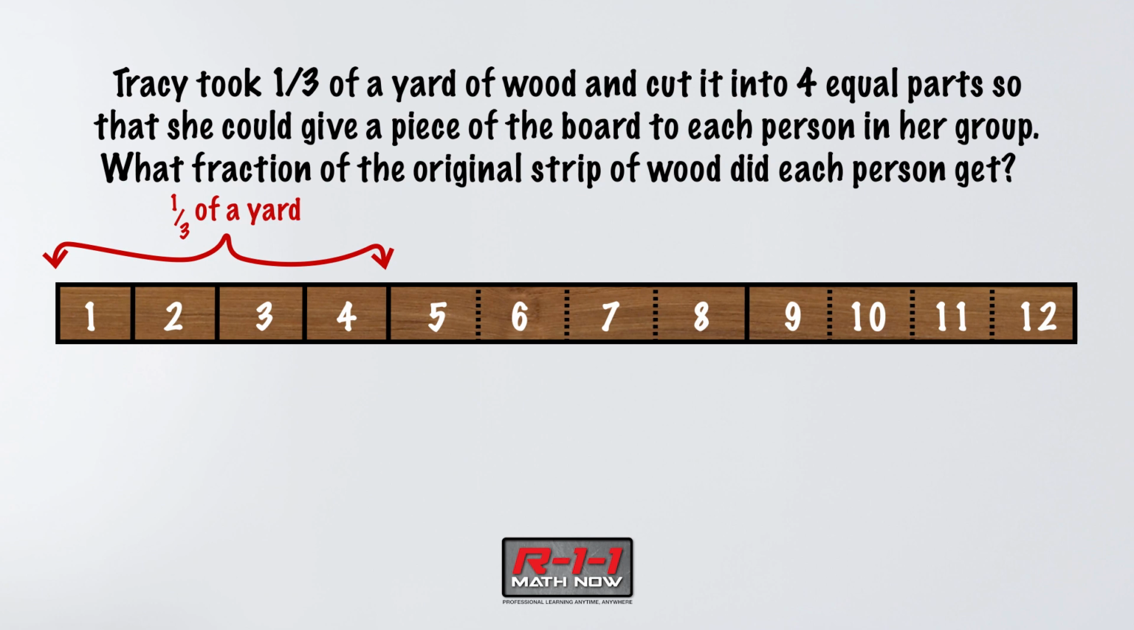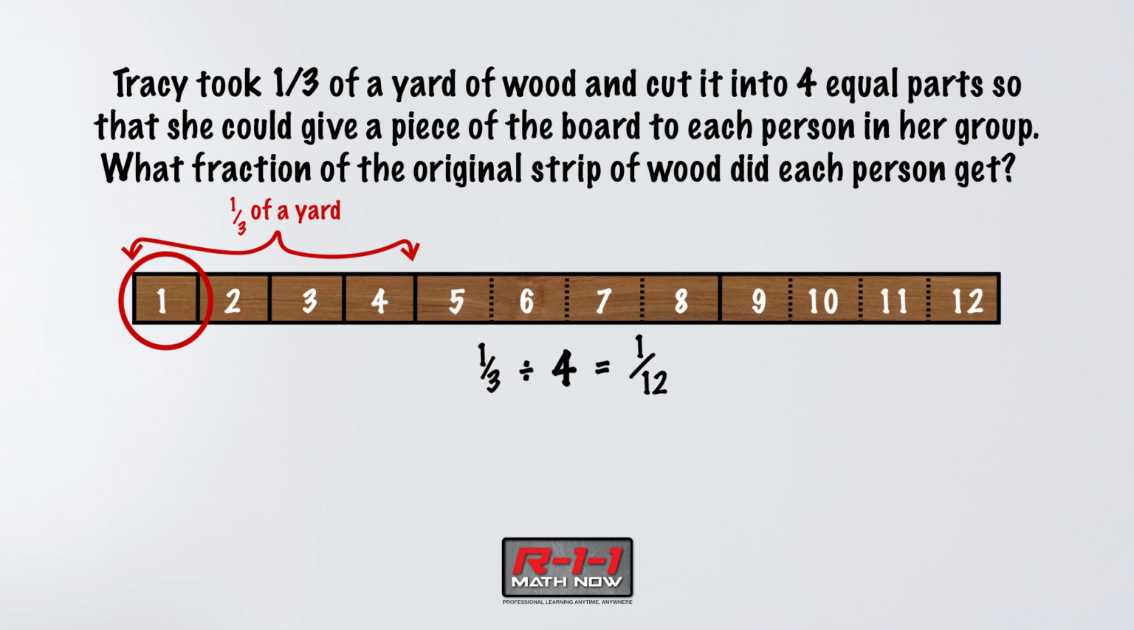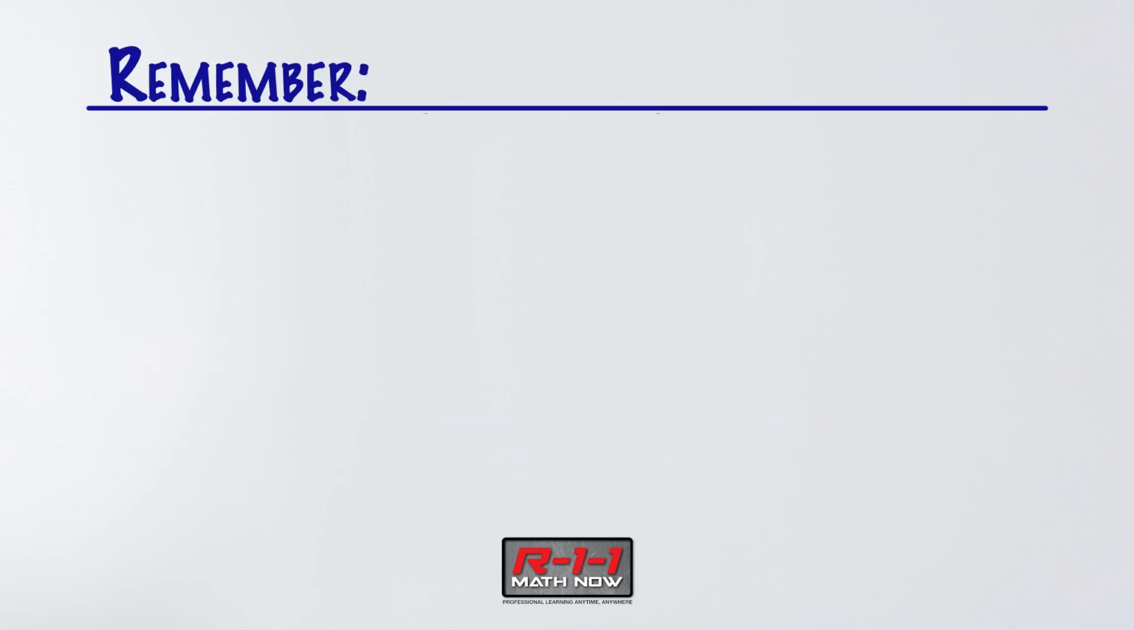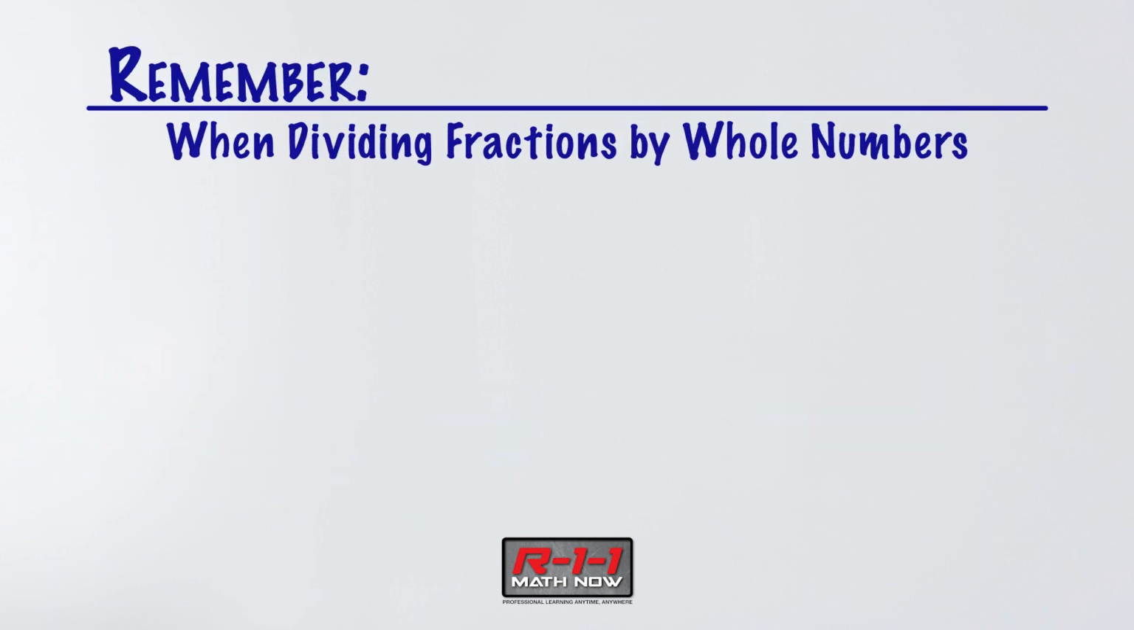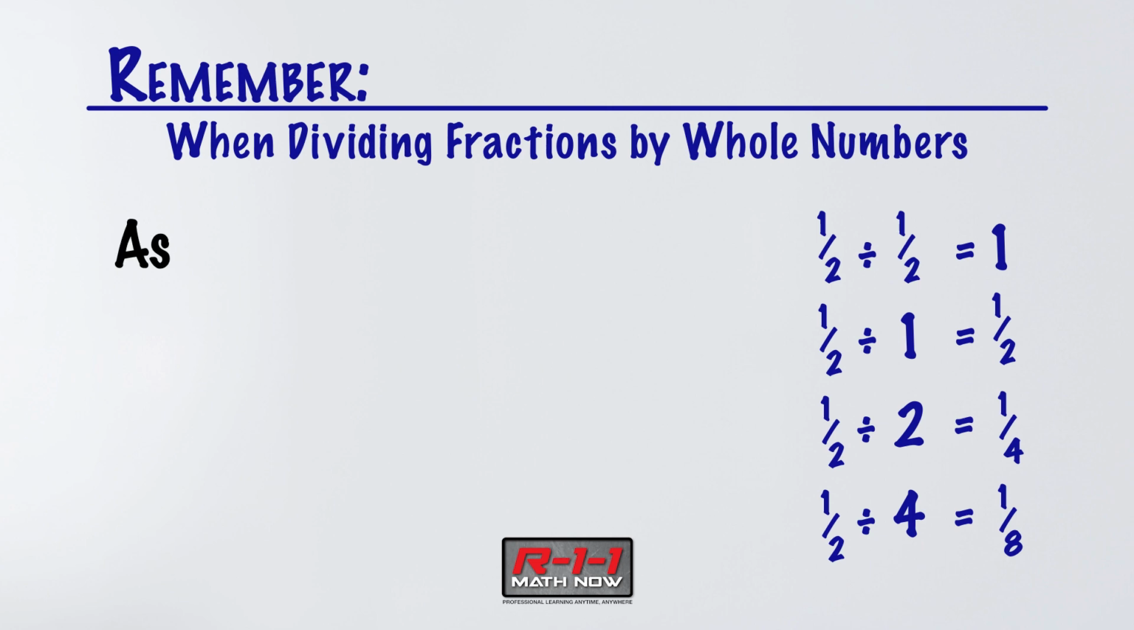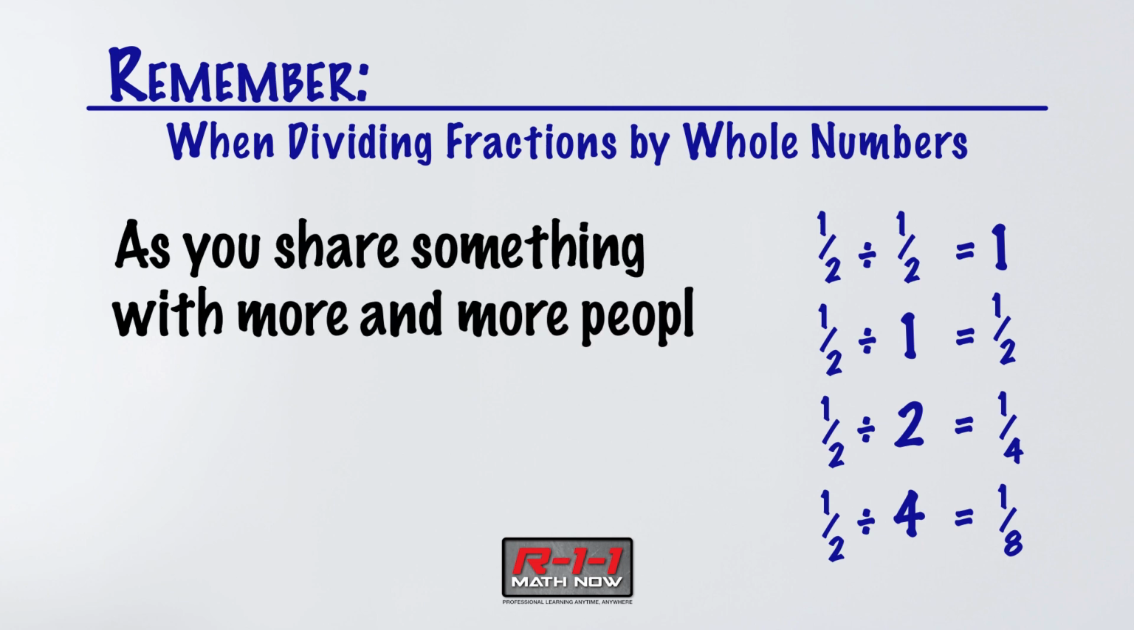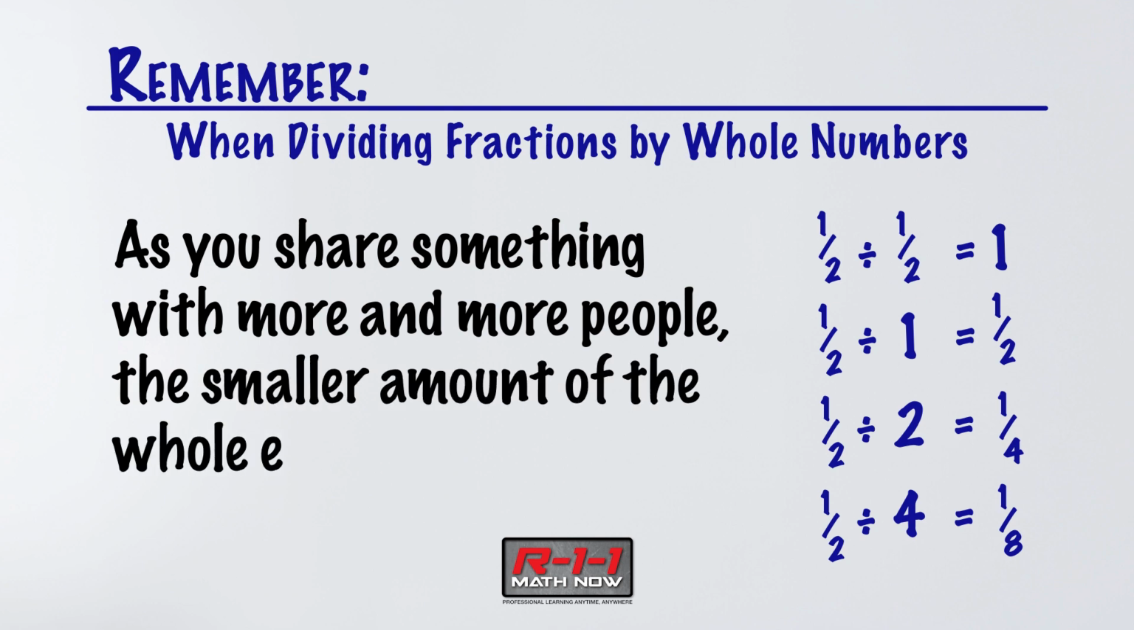So when I write my equation, I divided my 1/3 piece of wood into 4 parts, and the piece that I get, this one piece, is 1/12 of the whole board. Another way to think of that is that I took 1/4 of 1/3, and that was 1/12 of the whole board. A generalization that we want students to understand when they divide a fraction by a whole number is that as you share something with more and more people, the smaller the amount of the whole each person will get.